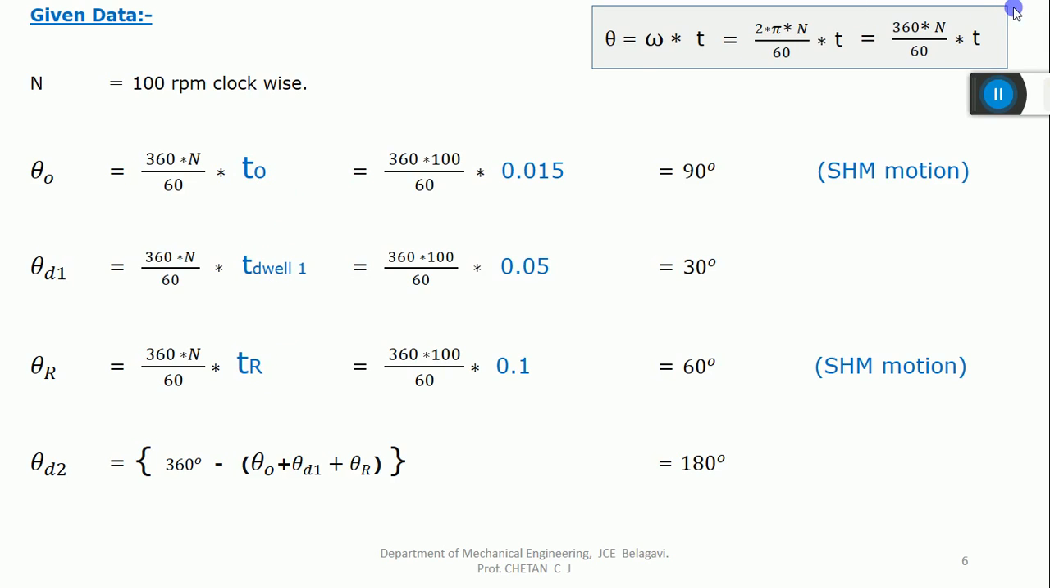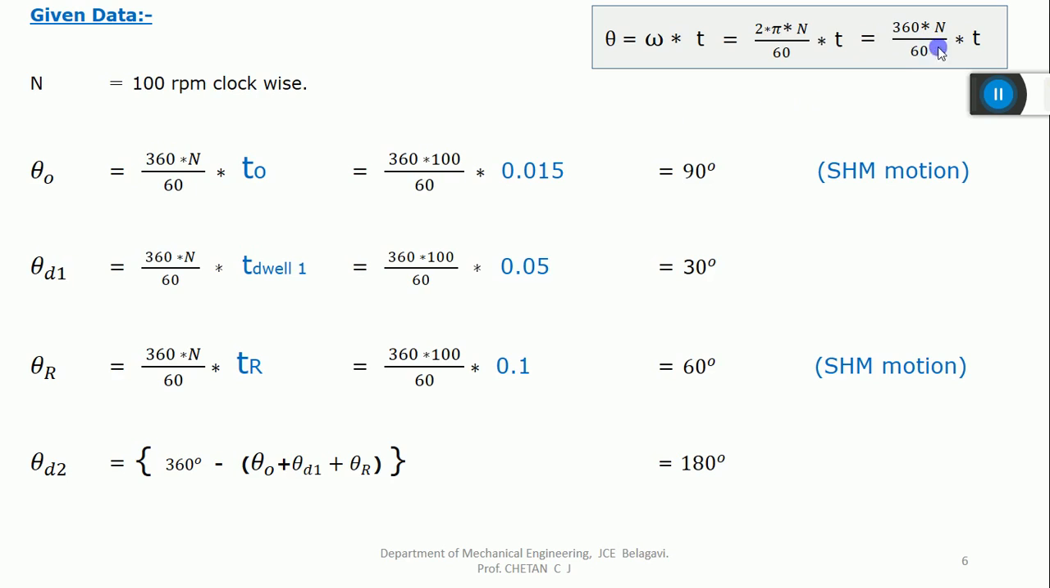Okay, so please note this formula to find out the angle of rotation of the cam. Whenever the time of travel of the follower is given, and you know the angular velocity, omega is nothing but 2 pi N by 60. I know the speed of the cam, that is 100 rpm, and t is given. So using this formula, I'll calculate the outstroke angle theta o, first dwell angle, return stroke angle, and the remaining will be the second dwell angle.